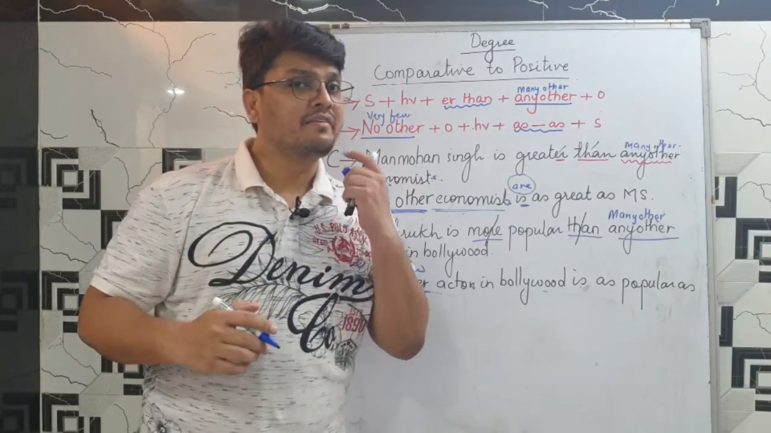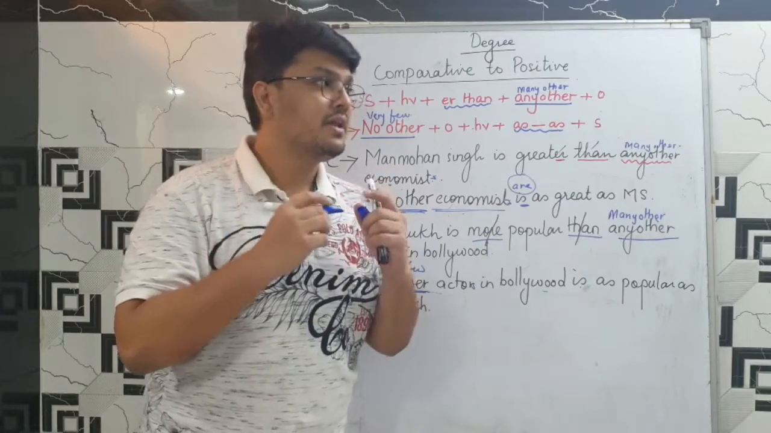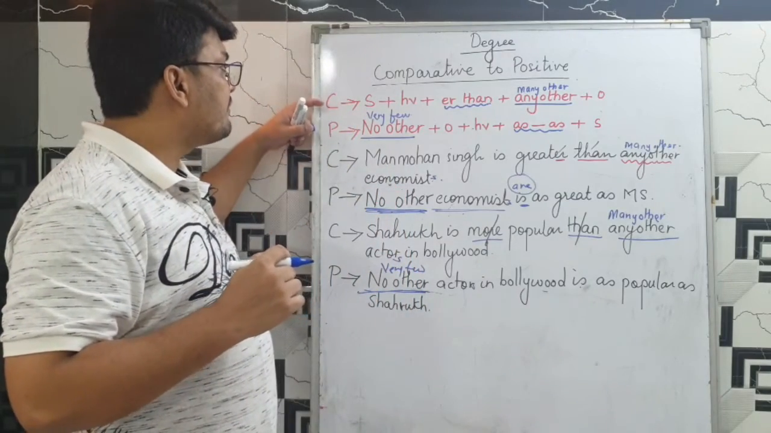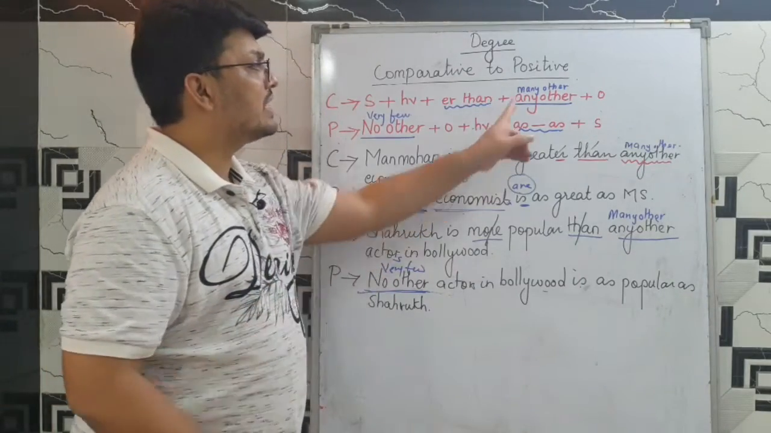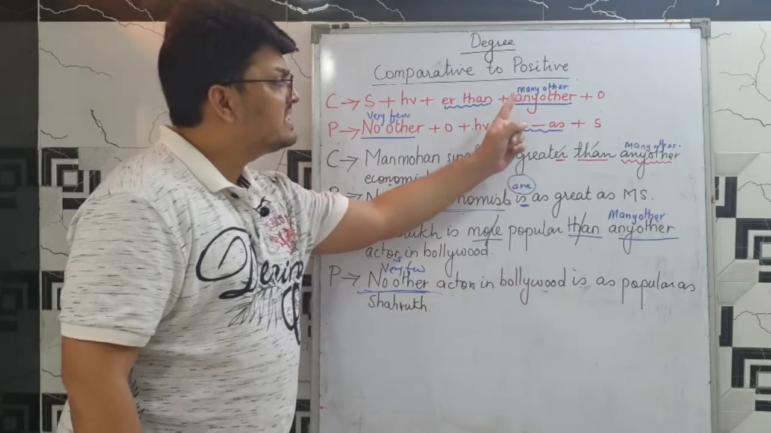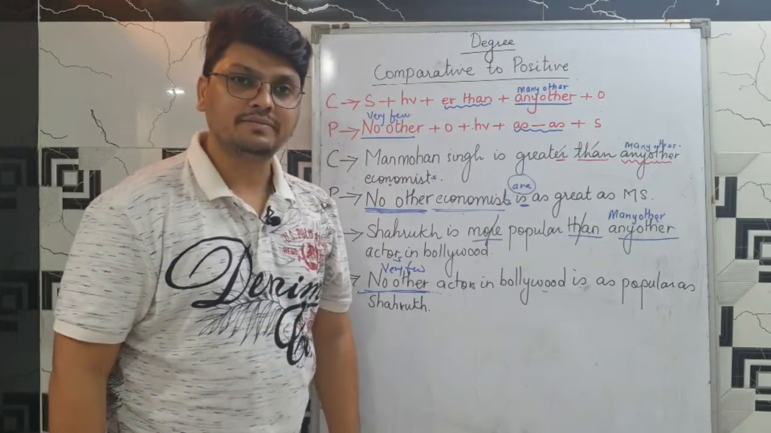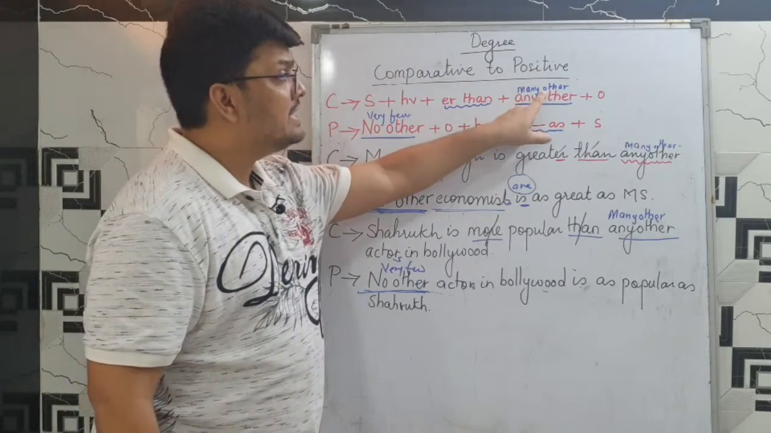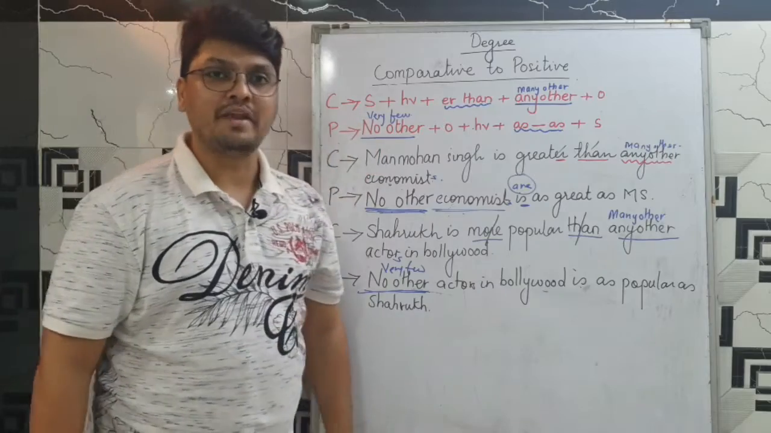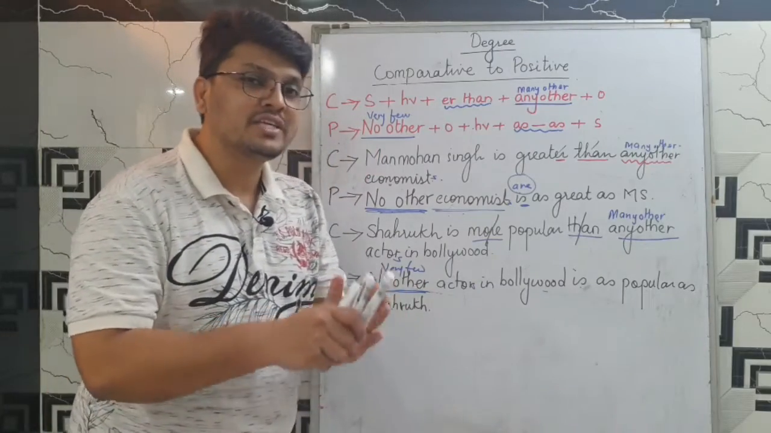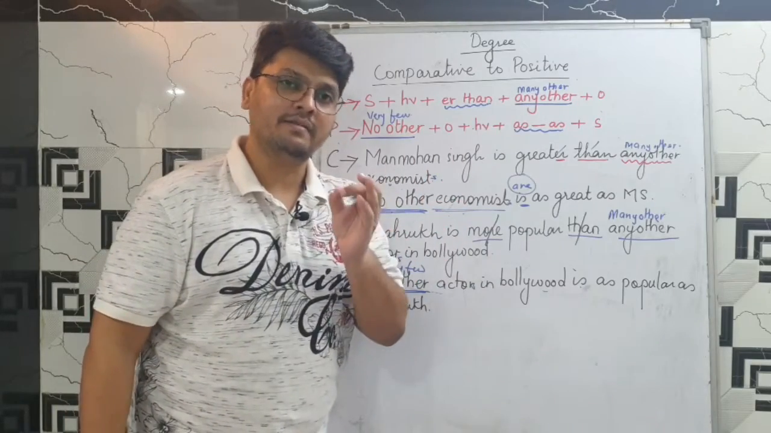Now let's revise it once again. In this session, I taught you how to convert from comparative to positive. First, I gave you the structure of any other. If you see any other, you will start the positive degree with no other. And if you see many other in comparative degree, you will begin the positive degree with very few. And whatever necessary changes there will be, I have taught you over here. So whatever query you have, you can ask me.